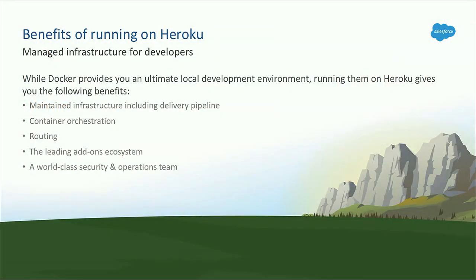OK, so what are the benefits of running on Heroku? Because it's a maintained infrastructure, I don't need to worry about my delivery pipeline or the infrastructure configurations or the security, right? Everything is offered by Heroku. And even my container orchestration is taken care of by Heroku, which is a huge relief to me. And the networking and the routing and the domain assignment is also done by Heroku, which is great. And then Heroku has got some amazing add-ons which we can make use of and integrate with our own Docker containers.